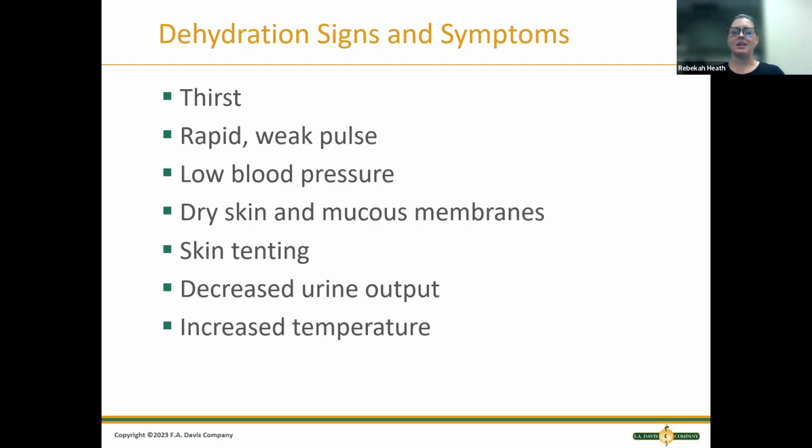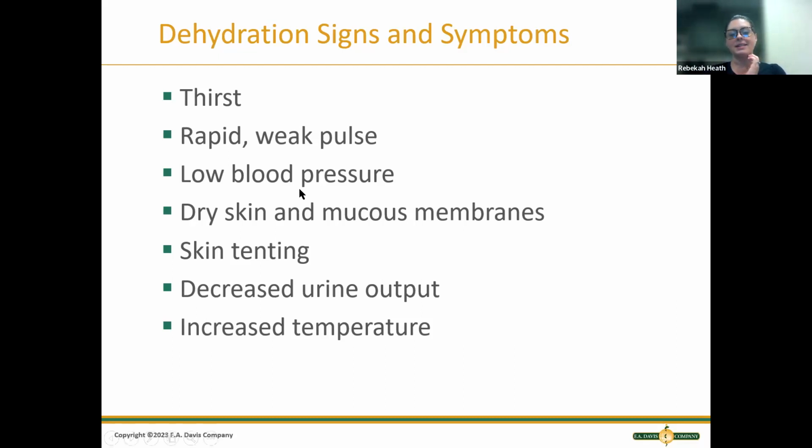So our heart rate is going to be rapid or fast. It's also going to be weak. So when we're measuring our pulse, this last week we talked about a bounding pulse being something where you barely have to touch the skin and you're feeling it. That's a higher pressure. A weak pulse is like, wow, I really have a hard time feeling it. That's because there's a lower pressure there.